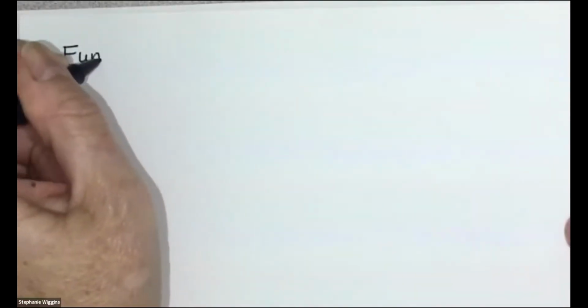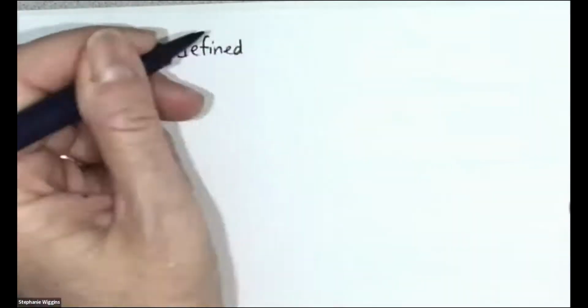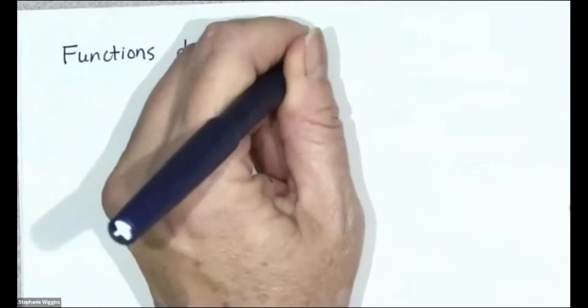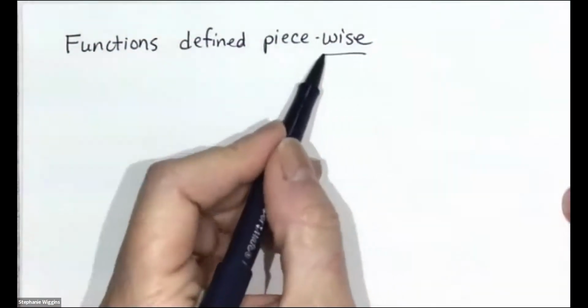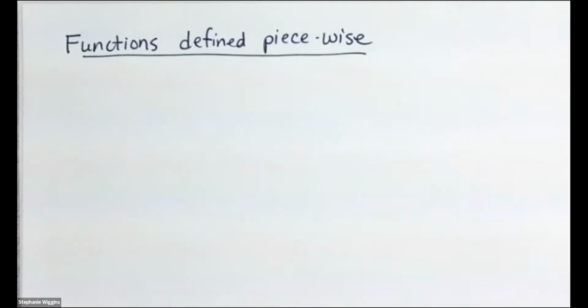Functions defined piecewise. Basically, that's just what it sounds like. You take some functions and you piece them together to make a new function. The important thing is that the domains have to be non-overlapping, because if the domains of the functions overlap, then you're not going to have a function anymore, because you'll have two y values for one x value.